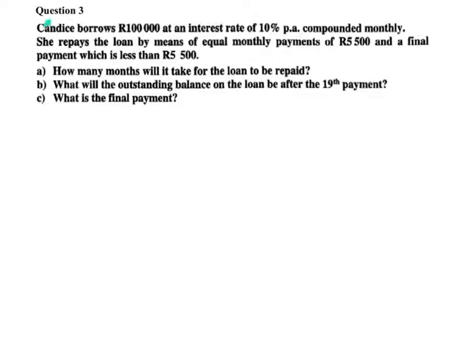Next question. Candice borrows an amount of 100,000 at interest of 10% per annum compounded monthly. Now she repays the loan by equal installments of 5,500.